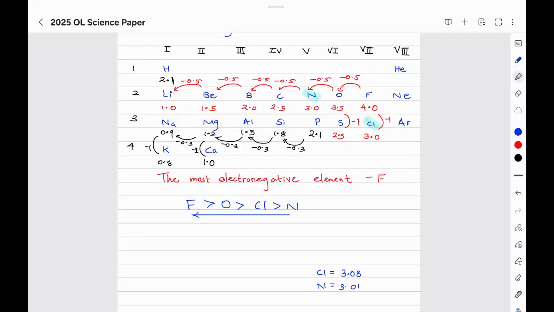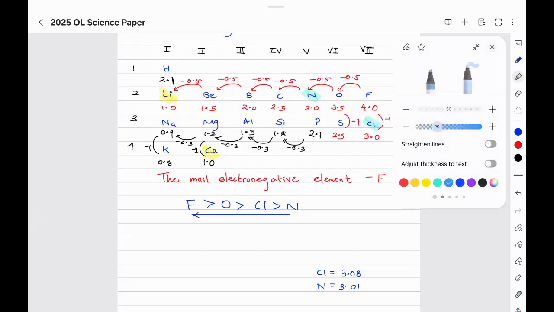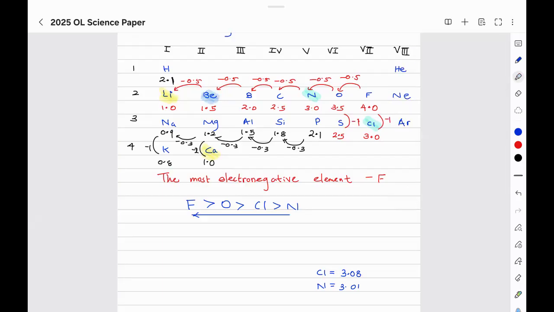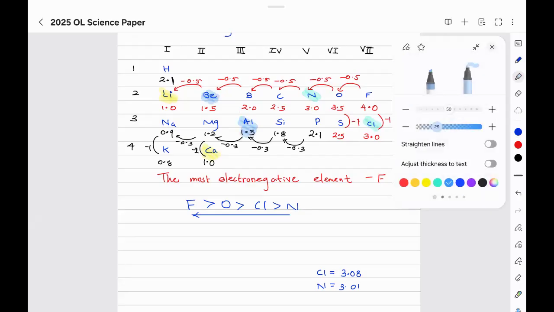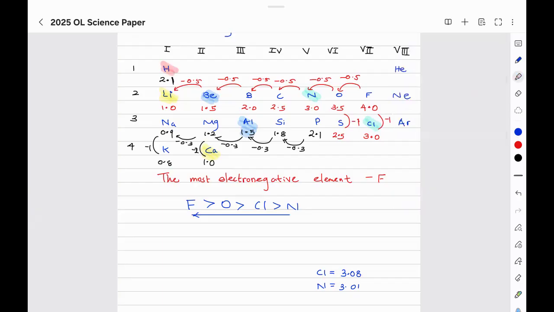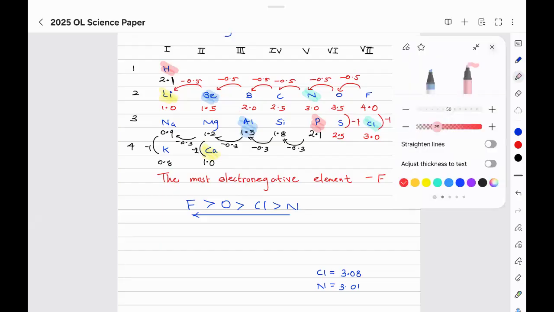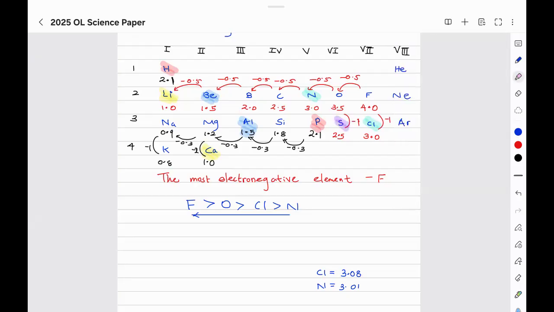Then you can see, did you notice lithium and magnesium, lithium and calcium, they have same. Then beryllium and aluminium, they are same. Then we can say hydrogen and phosphorus, they are same. Okay. Sulfur and carbon, they are same. Sulfur and carbon, also same.